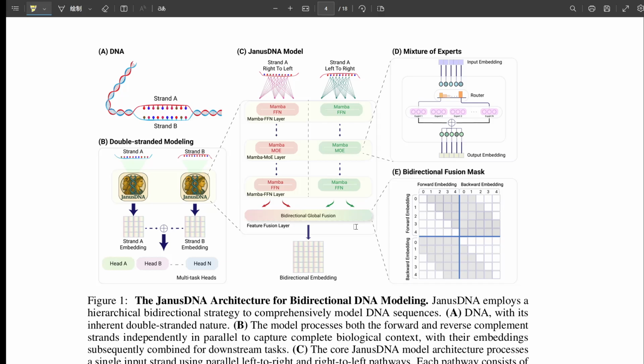Then comes stage 2, bidirectional global fusion. The representations learned by those two independent passes are brought together. They use an attention mechanism here, specifically something called flex attention, which is optimized for efficiency on long sequences, to combine the forward and backward views. So attention stitches the two views together. But how does it avoid that cheating problem during prediction? That's handled by a carefully designed attention mask during this fusion step.